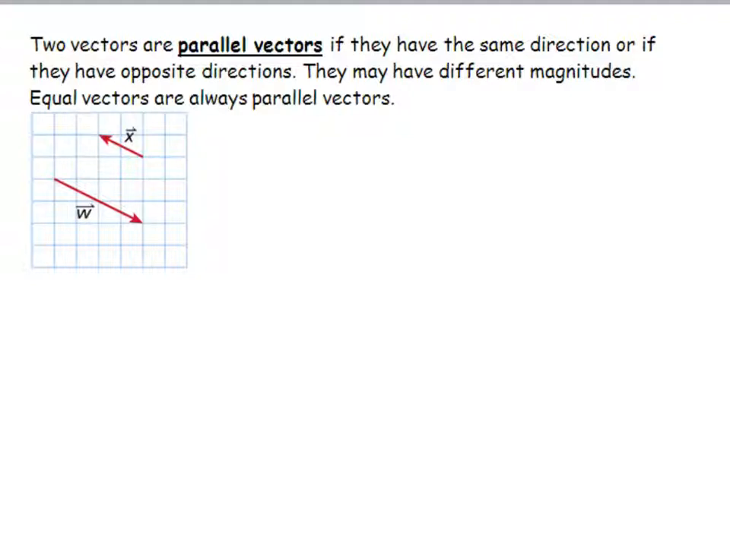Okay? So, I want you to star this. Equal vectors are always parallel vectors. Okay? Remember, they could have the same direction or they could have opposite directions. They don't have to have the same directions. I want you to look at the picture here. And they could also have different magnitudes.